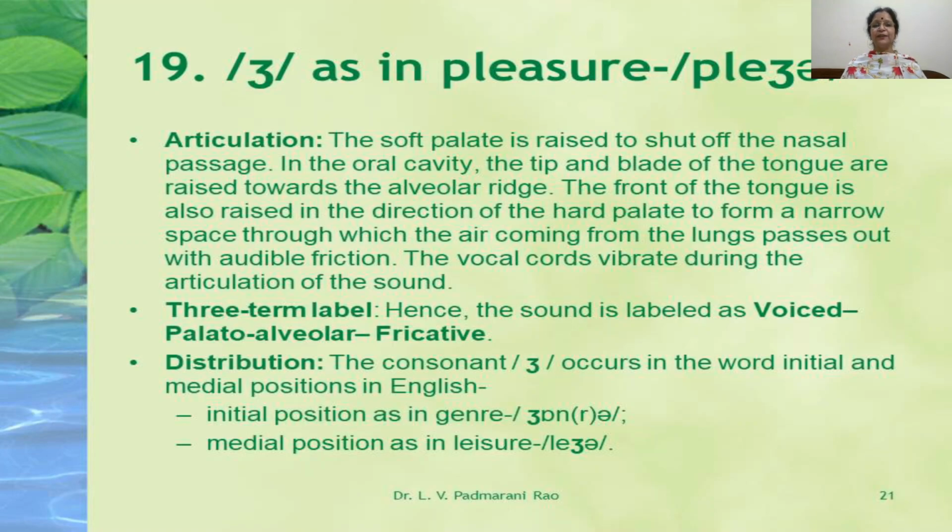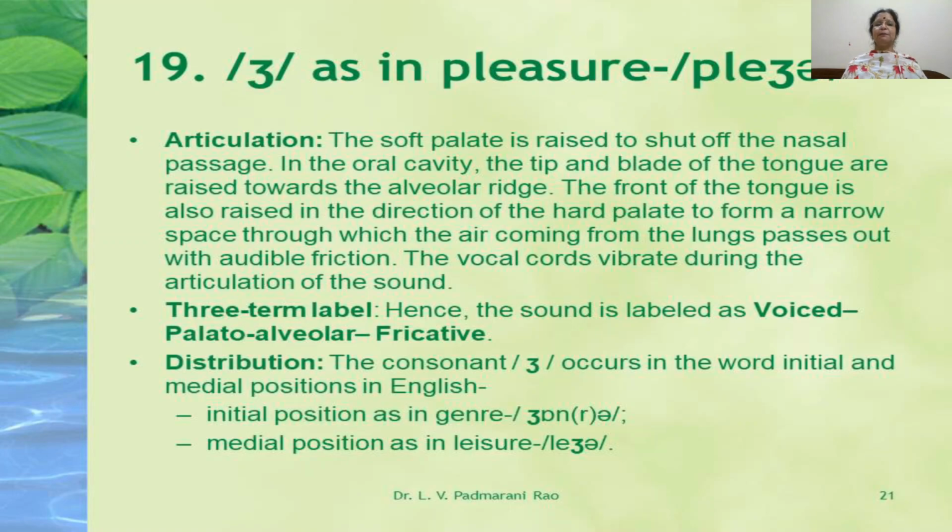Make it palato-alveolar. Because during the pronunciation of zh, as in pleasure, the soft palate is raised to shut off the nasal passage of air. In the oral cavity, the tip and blade of the tongue are raised towards the alveolar ridge. Not only that, the front of the tongue is also raised in the direction of the hard palate to form a narrow passage so that the air coming out from the lungs passes through this passage with audible friction, and hence it is a fricative. The vocal cords here vibrate. For sh, we said they don't vibrate. But for zh, the vocal cords vibrate, thereby producing the sound.